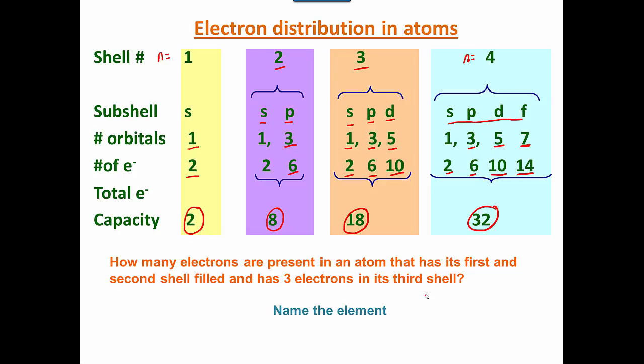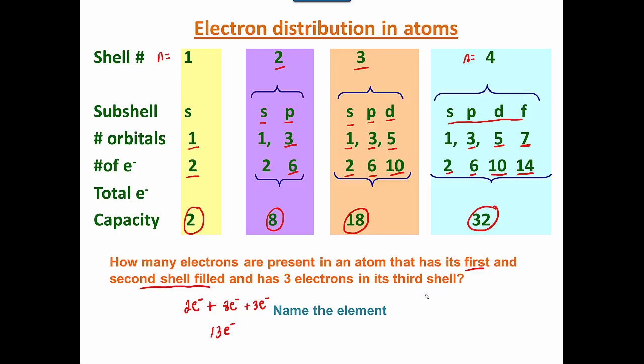So here's a question for you. How many electrons are present in an atom that has its first and second shell filled and has 3 electrons in its third shell? Let's see. If its first shell is filled, that means there are 2 electrons. And if its second shell is filled, that's 8 electrons. And then it tells us it has 3 electrons in its third shell. So that's a total of 13 electrons.